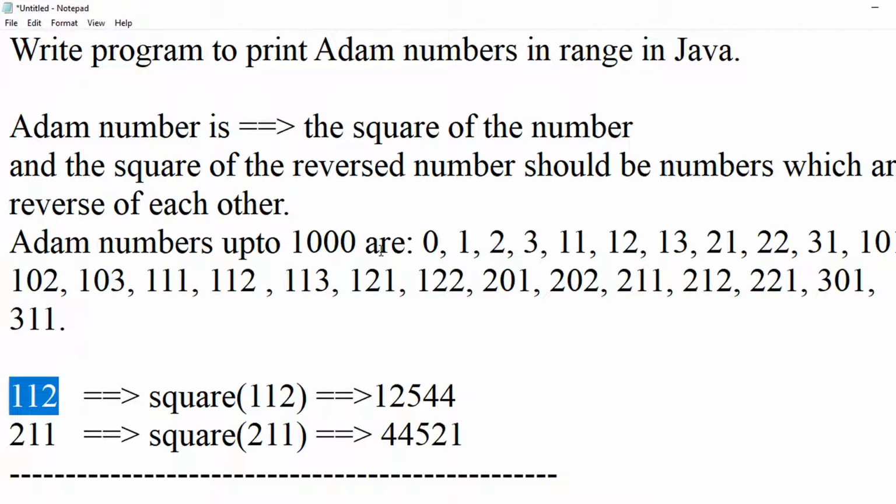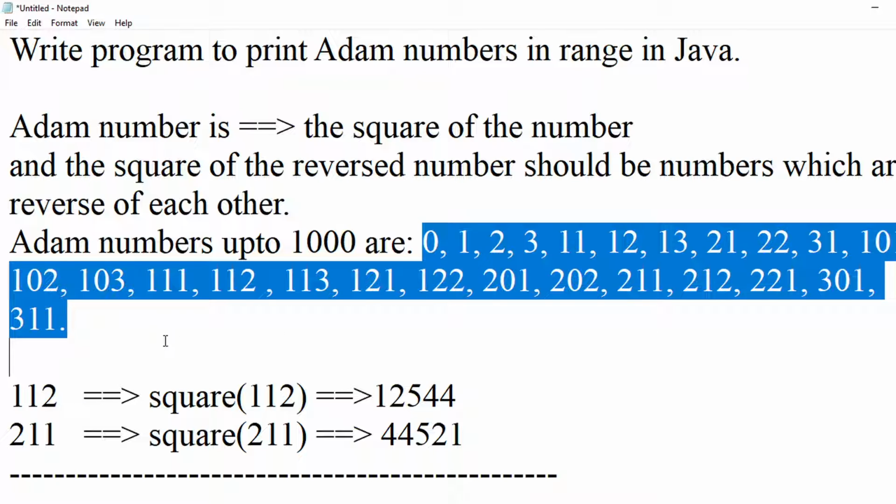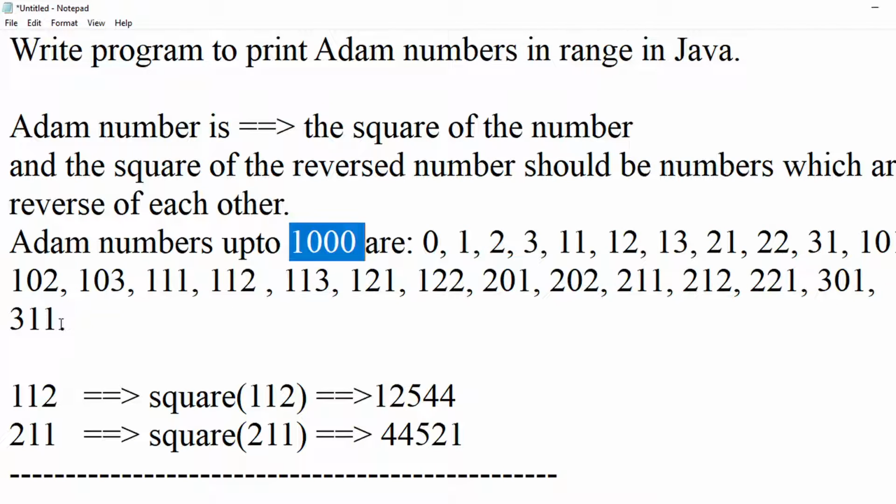Here they have printed a list of Adam numbers from 0 to 1000. So we can print between any range, and we will be writing the code for that.